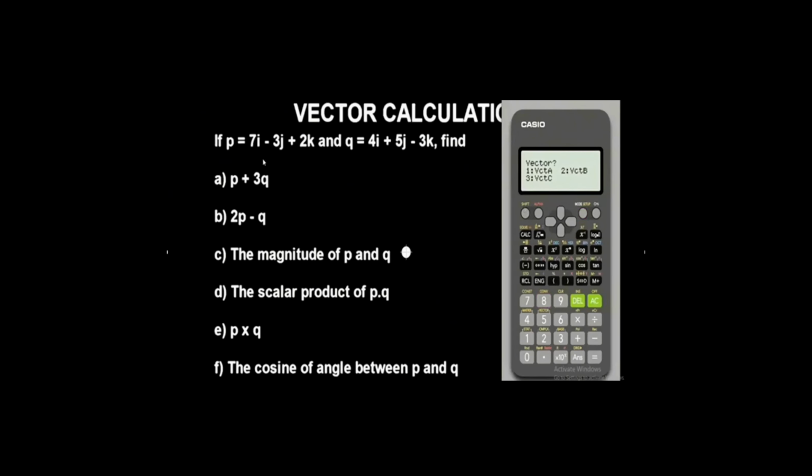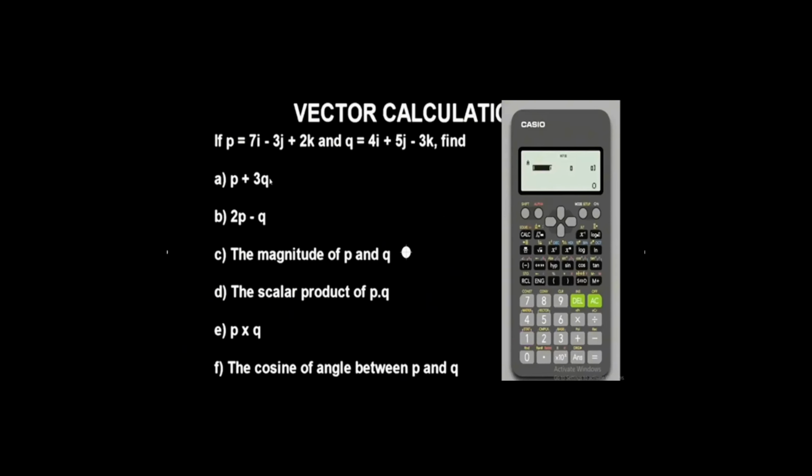Now this is the question. It says if vector P equals this and vector Q equals this, find these problems under these vectors. Okay, so vector P is a three-dimensional vector. We're going to label our vector P in the calculator as vector A, and vector Q we're going to label as vector B on the calculator. Alright, so go for option 1. When you press it, you will be asked to choose the dimension of the vector. So this is ijk vectors, three-dimensional vector, which is option 1 as well.